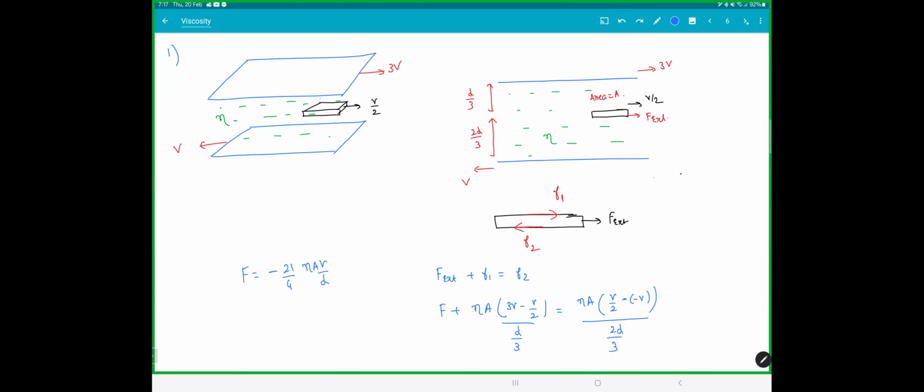Have a look at this, everyone. The question is still not over. If you want to put the plate here and pull it with V by 2, you will have to apply this much force. Now the second part of the question. Where should I keep the plate so that I don't have to apply any force? There is one particular position. If you keep the plate there without applying any force, the plate will move with V by 2.